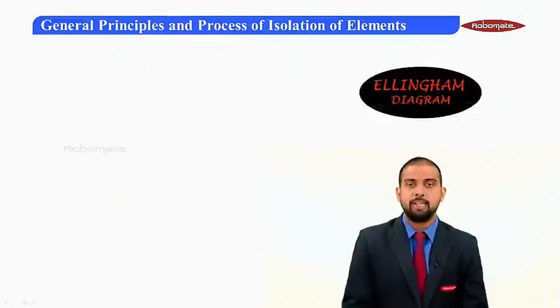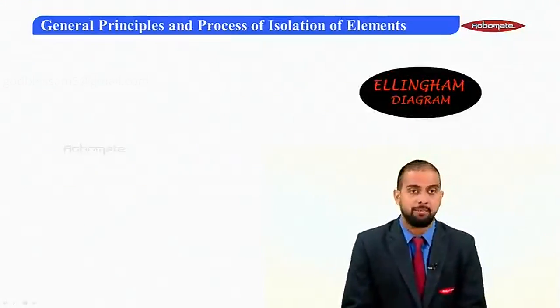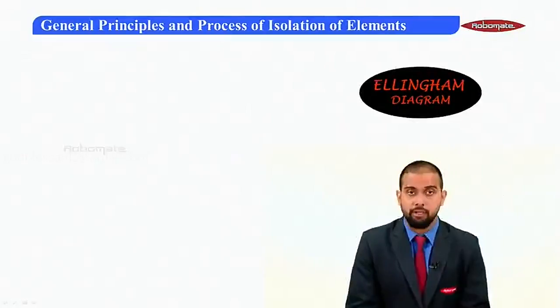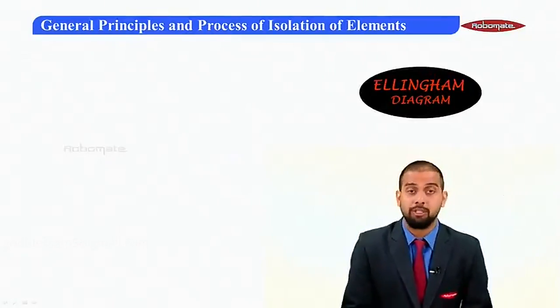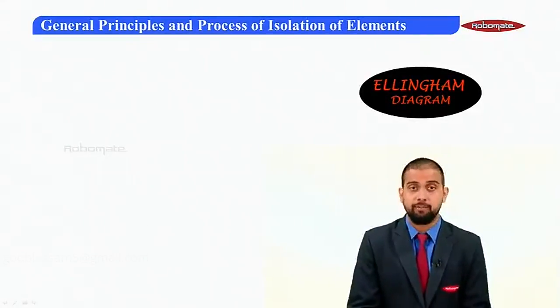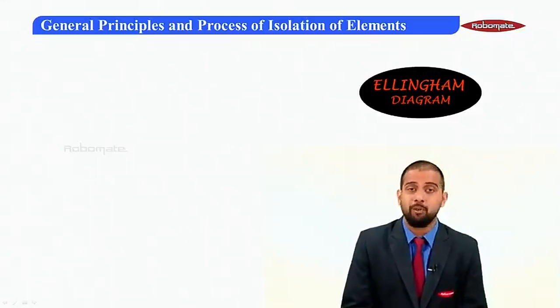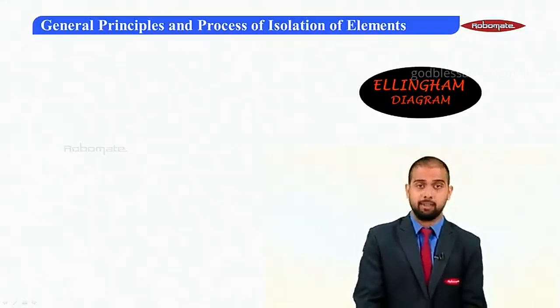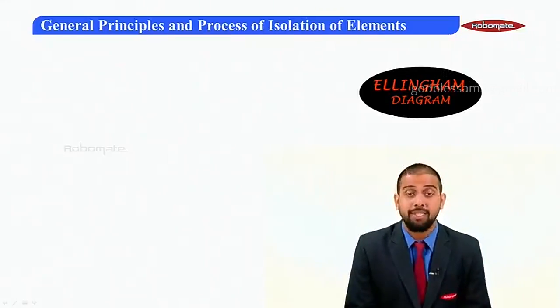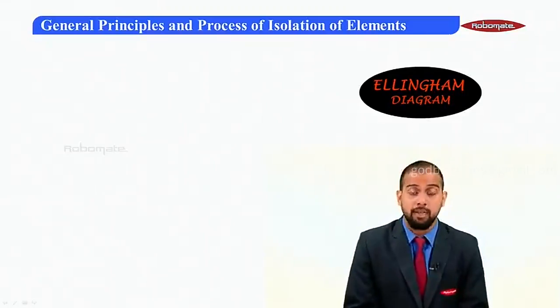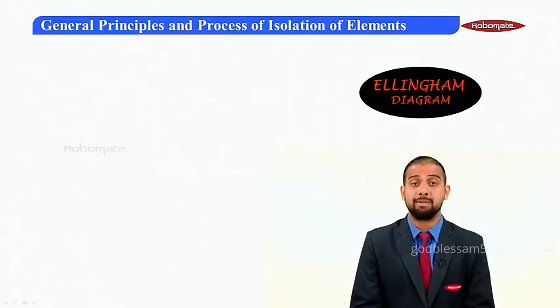Students, let us have a quick revision on the Ellingham diagram. In the last lecture we learned that for any reaction to be possible in nature, delta G has to be negative. And please remember, the more negative the value of delta G, the more easily the reaction can occur. The less negative the value of delta G, the less easily the reaction can occur. And if delta G is 0, the system is at equilibrium.